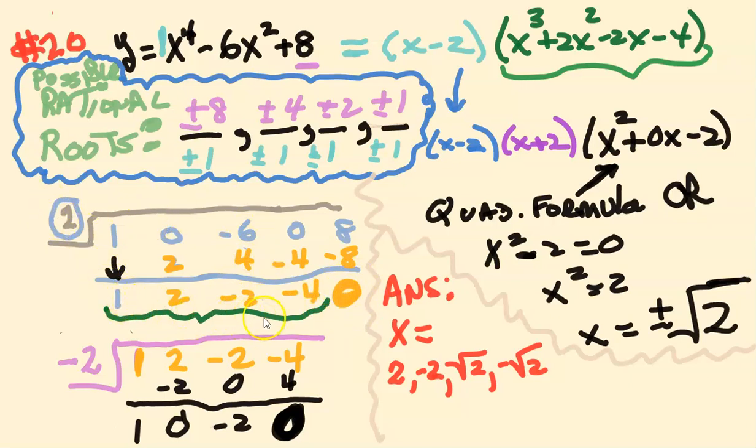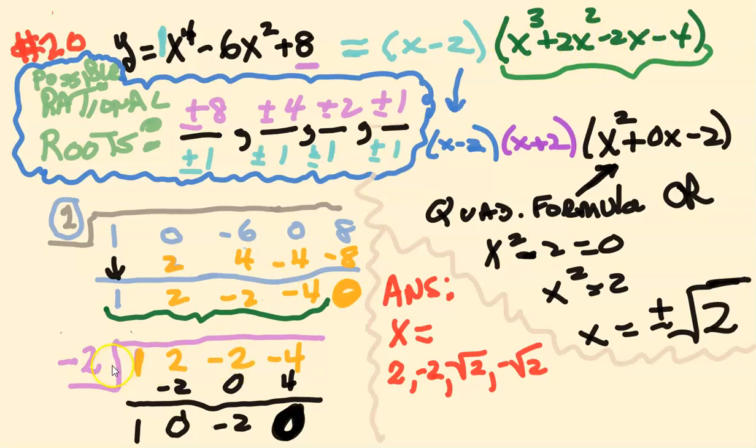The part that I have underlined here in green will be the x cubed plus 2x squared minus 2x minus 4. That's what's left after you've factored. So that's the next factor. So since 2 is a correct answer, x minus 2 is a factor, and the green part here is the next one. Okay, again, let's use the coefficients, 1, 2, -2, -4.